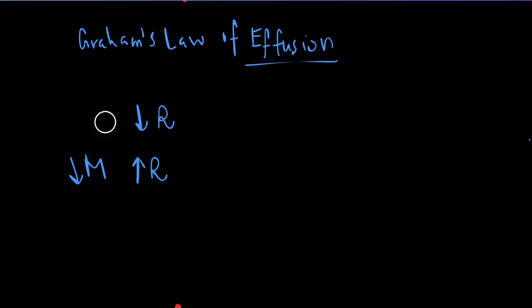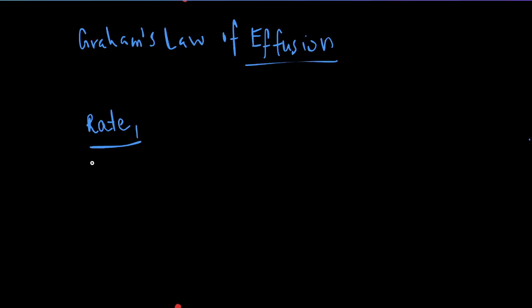Now, let's write out the actual formula for Graham's law of effusion. Graham's law of effusion states that the rate of the first gas, let's call it rate 1, divided by the rate of effusion of the second gas, is equal to the square root of m2 over m1. That is the molar mass of the second gas over the molar mass of the first gas.